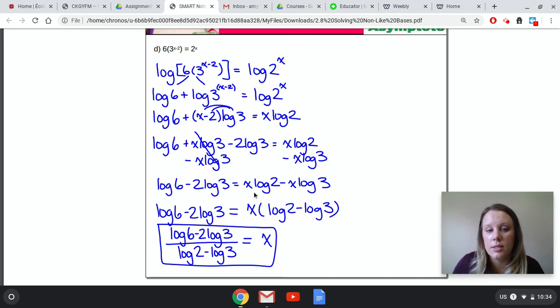I'm ready to GCF this x out in front and write the logs that were with them and divide both sides by that entire bracket. So this side, nothing changed. I divided it by everything in this bracket.